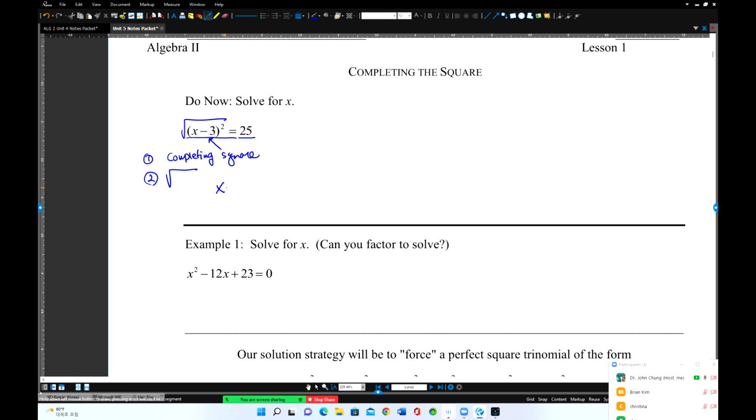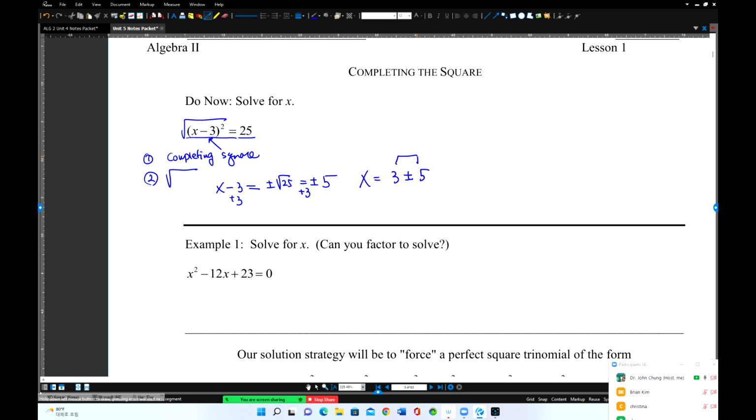X minus 3 on the left hand side. The right hand side is always plus or minus, okay? You need the plus or minus square root of 25, which equals plus or minus 5. The next step, how can you find x? You add 3. So x is exactly equal to 3 plus or minus 5.